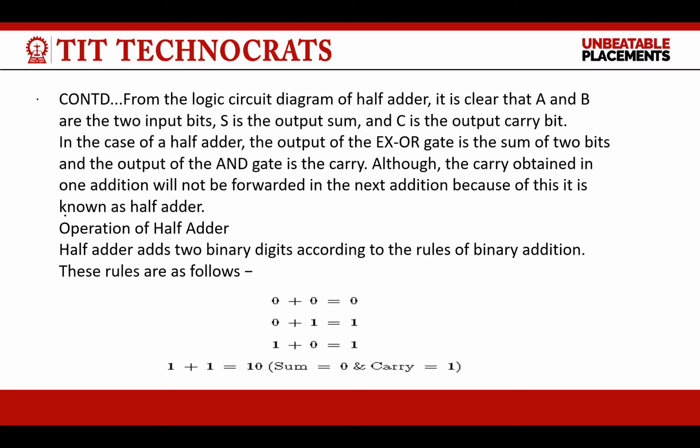The operation of the half adder is as follows. The half adder adds two binary digits according to the rules of binary addition, and these rules are: if we add 0 and 0, we get sum 0 and carry 0. If I add 0 and 1, I get sum 1, carry 0. Likewise, if I add 1 and 0, we have sum 1 and carry 0. And if I add 1 and 1, in this case I get sum 0 and carry 1.